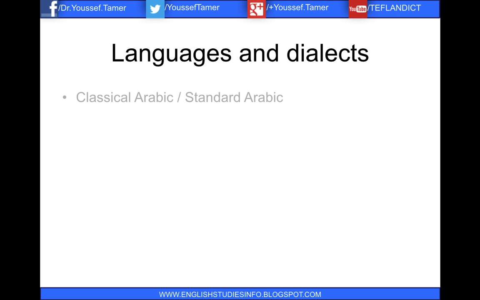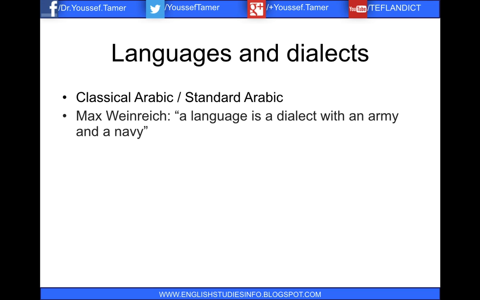Now let's move on. So the first one, we have classical Arabic, standard Arabic. These are examples of languages, right? In the past it used to be called classical Arabic. Remember the days of Quraysh, we used to have these things called mu'allaqat, and the type of Arabic that was spoken at that time is somehow different from the one we have nowadays. Nowadays we call it standard Arabic, because it has new vocabulary, depending on the new concepts we have. So there is some little difference between the two. But they are the same language.